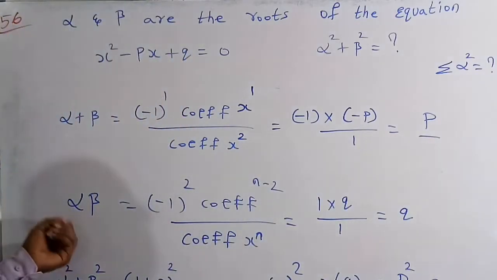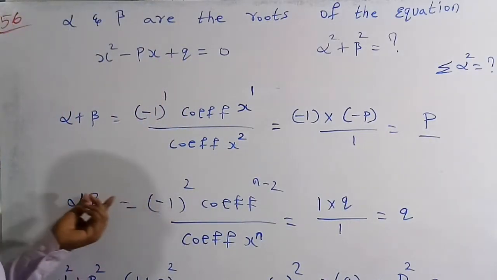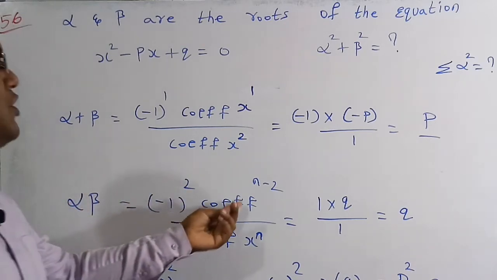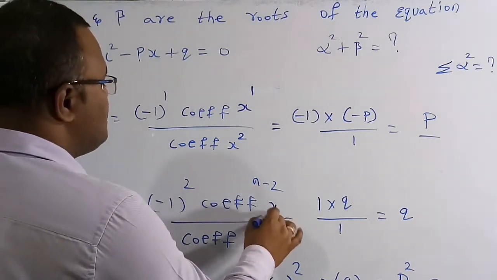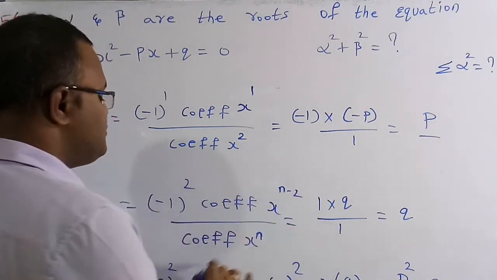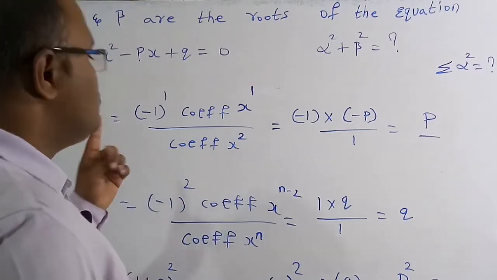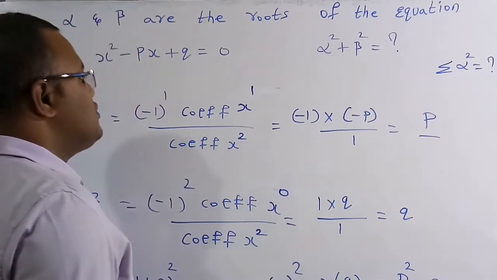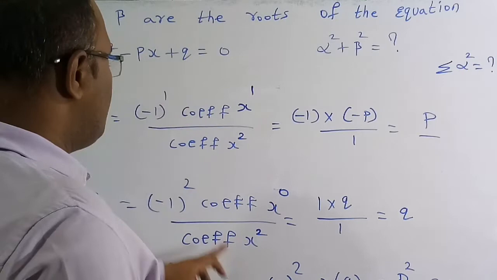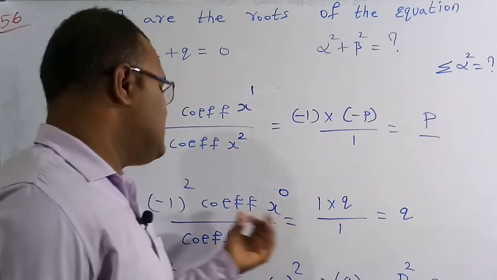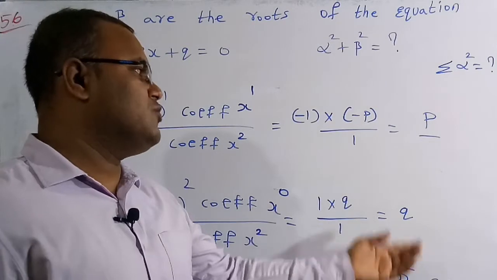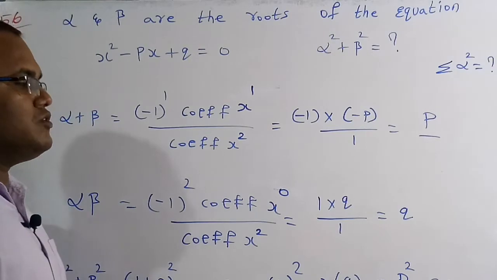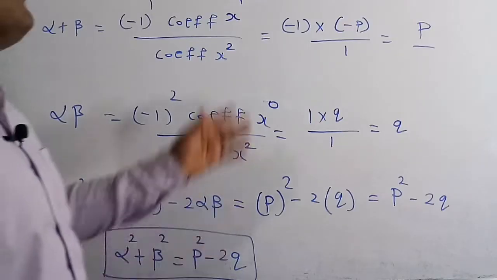Similarly, if you want to know what is the product of the roots, which is minus 1 all to the power of, you are going to take two terms at a time, means 2 terms means you have to go for the 2 into coefficient of x to the power of n minus 2 by coefficient of x to the power of n, where here n is equal to 2, so therefore 2 minus 2 is 0, and here 2. So we can say that the coefficient of x to the power of 0 is q, and here the coefficient of x square is 1. So you can substitute here minus 1 whole square is 1 into q by 1, you are going to get q. So therefore the summation of the roots is equal to p and the product of the roots is equal to q. So we have to find what is the alpha square plus beta square.